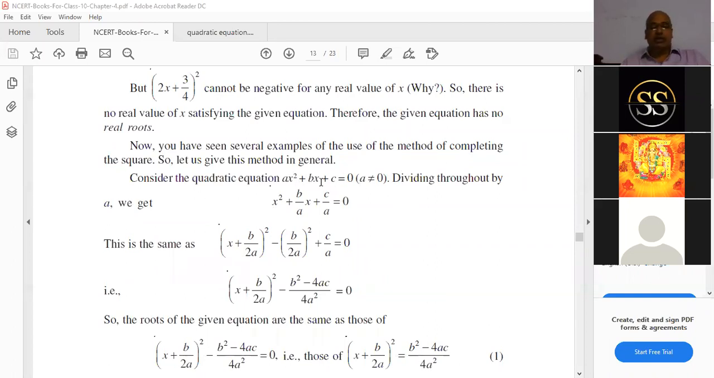This is the general form of a quadratic equation. We are deriving the quadratic formula by using the completing square method. By finding roots by the completing square method, we are deriving the quadratic formula. Derive the quadratic formula means we should write this in full. Now dividing throughout by a, because a can't be written as a perfect square, we divide by a on both sides. Then x square plus b by a x plus c by a is equal to 0.